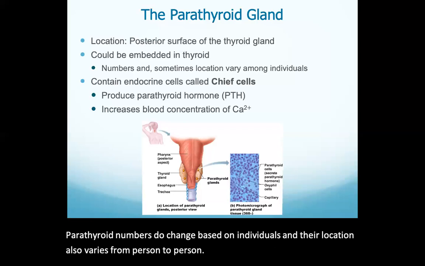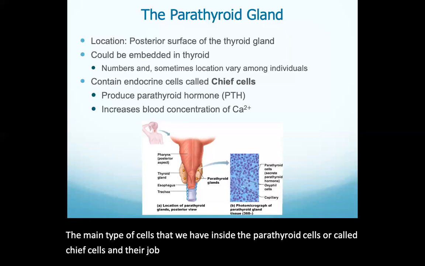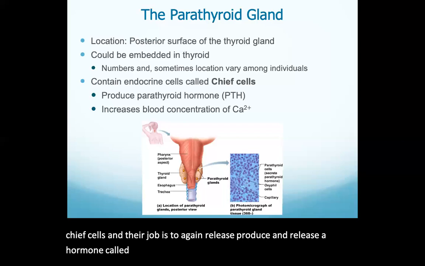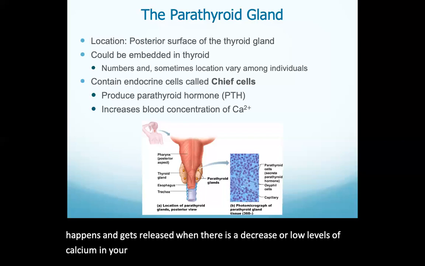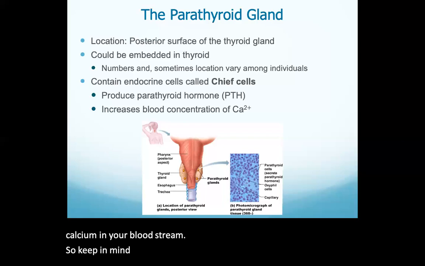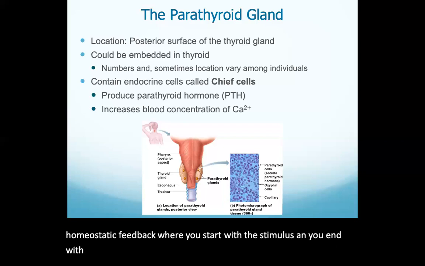Now, the main type of cells inside the parathyroid are called chief cells. Their job is to produce and release a hormone called parathyroid hormone. Parathyroid hormone gets released when there is a decrease or low levels of calcium in your bloodstream. Keep in mind, we're following that same path of homeostatic feedback, where you start with the stimulus and you end with your results.